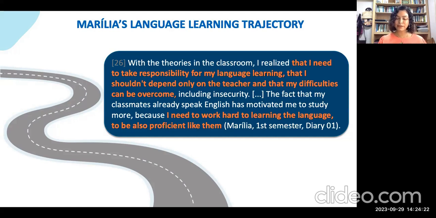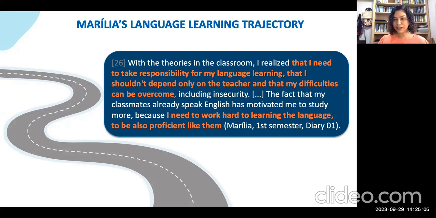The fact that my classmates already speak English has motivated me to study more, because I need to work hard to learn the language, but to be also proficient like them. So we notice Marília's ability to reflect about her autonomy since the beginning of the course. And since language learning is an unpredictable system, the fact her classmates were already fluent and she was a beginner didn't take her motivation away. Instead, her vision of future self as a proficient student like her classmates motivates her to become more autonomous.